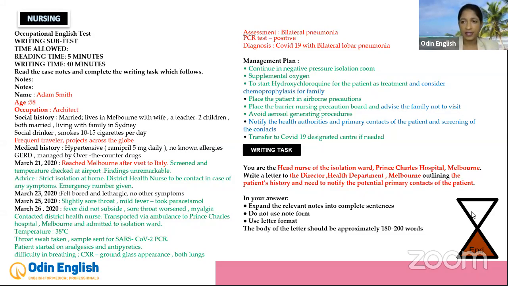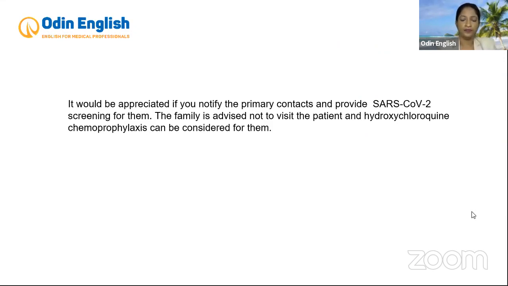So now we will have a look at one of our sample request paragraphs. You can compare it with yours. So here it is. It's not much different from yours. It would be appreciated if you notify the primary contacts and provide SARS-CoV-2 screening for them. The family is advised not to visit the patient, and hydroxychloroquine chemoprophylaxis can be considered for them. So this is one way of writing the request.